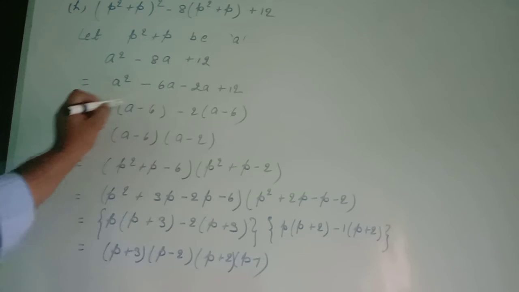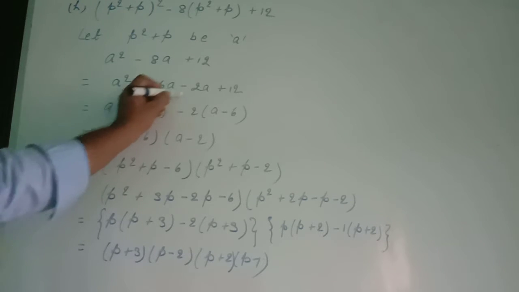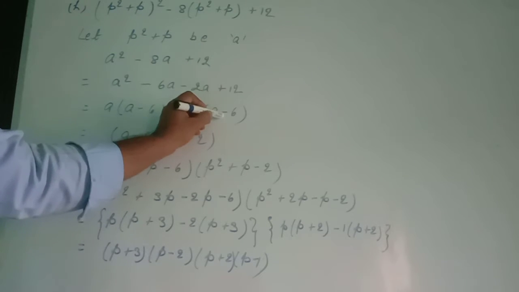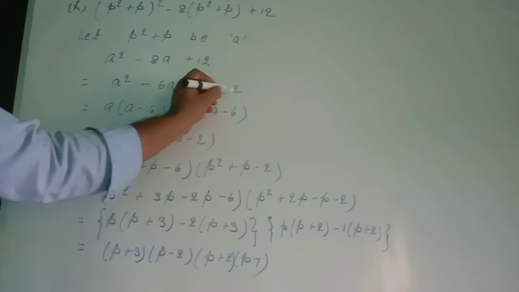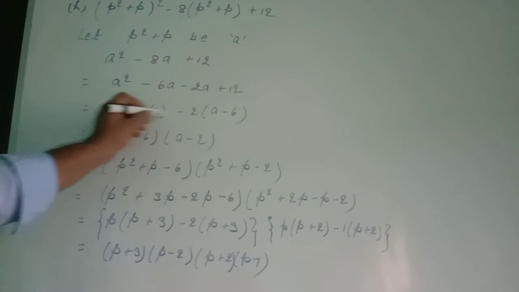From these two terms, I took common a. So here a is left minus and here 6 is left. From these two, I took common 2. So here a is left, plus will be changed into minus because minus times minus is plus, and here only 6 is left. So a minus 6 common.